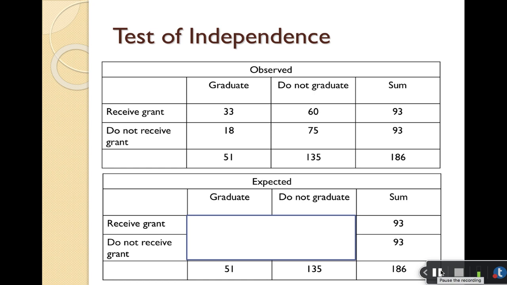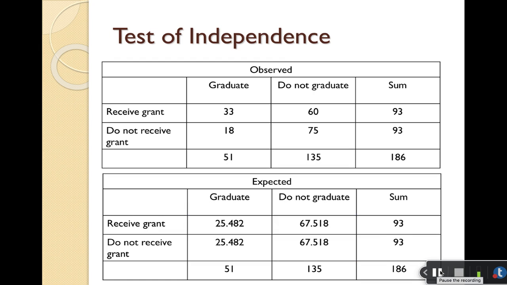If I ignore their grant status, whether or not they received the grant, and I simply look at those who graduated versus did not graduate, I can take that total and simply divide it by the total number of participants in this study. So for example, if I take 51 graduates, divide it by 186, I end up with a 27.4% graduation rate. I could do the same thing with the people who didn't graduate, 135 divided by 186, or I could simply subtract the graduation rate from 100. So I would end up with 27.4% graduated, 72.6% did not graduate.